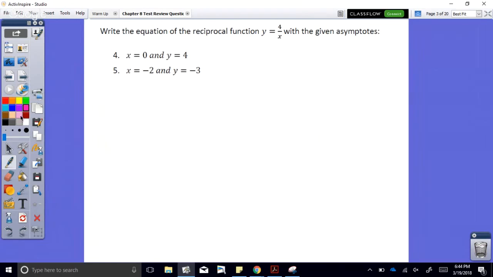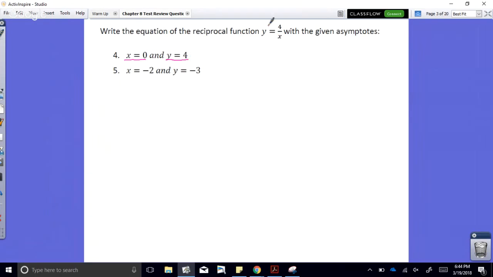All right, so the next couple, we did one like this in our notes where I gave you the graph, so it's the same type of thing. I'm giving you the 2 asymptotes, and I'm giving you the parent function, y equals 4 over x. So the x equals is like the h, and the y equals is like the k. So all I really want you to do is write this as a new function.